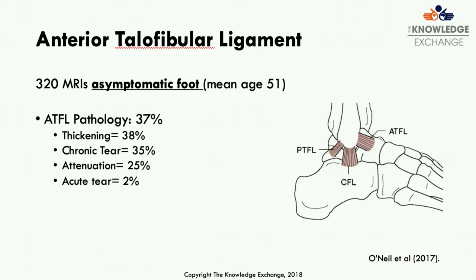O'Neill et al. in 2017 looked at 320 MRIs of asymptomatic feet. What he found was that 37% of these patients had an ATFL pathology. Of these, 38% had thickening, 35% had a chronic tear, 25% had differences in radiological factors or attenuation, and 2% had an acute tear. Remember, none of these patients had pain.